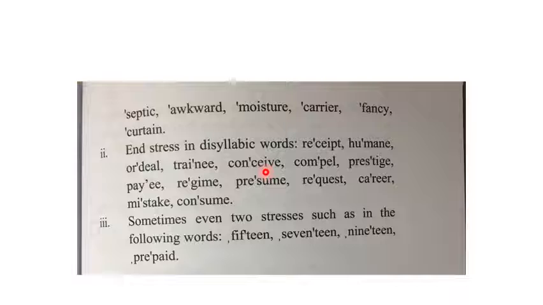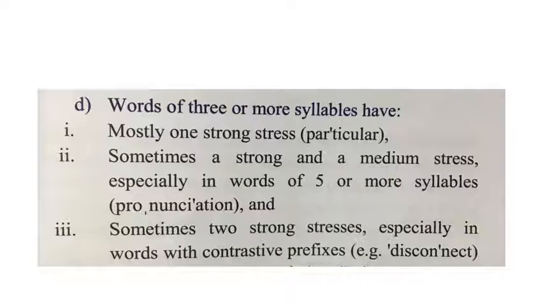تمام. Now sometimes even two stresses such as in the following words بيكون عندنا stress، يعني two stresses اللي هي strong stress و secondary stress, as in words like 15 عندي strong stress على المقطع الثاني و secondary stress على الأول. The same as in 17 وعندي 19 و prepaid. تمام. Okay, we finished with words of two syllables. Now let's have a look at words of three or more syllables.